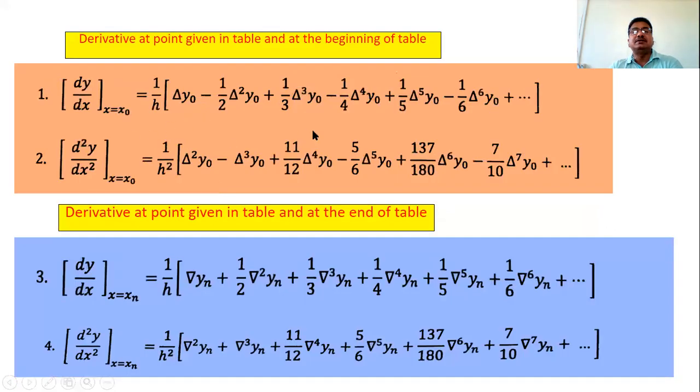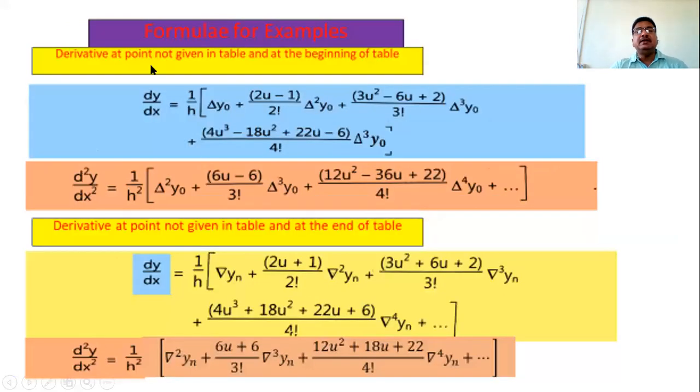These are the formulas if the derivative is at a point given in the table and at the beginning of the table. But if the values are given in the table and at the end of the table, then use these formulas to find the first order derivative and second order derivative. But if the point is not given in the table and the point is at the beginning of the table, then use these formulas, that is dy by dx for the first order derivative and second order derivative, where this notation u is what? u is x minus x naught divided by h.